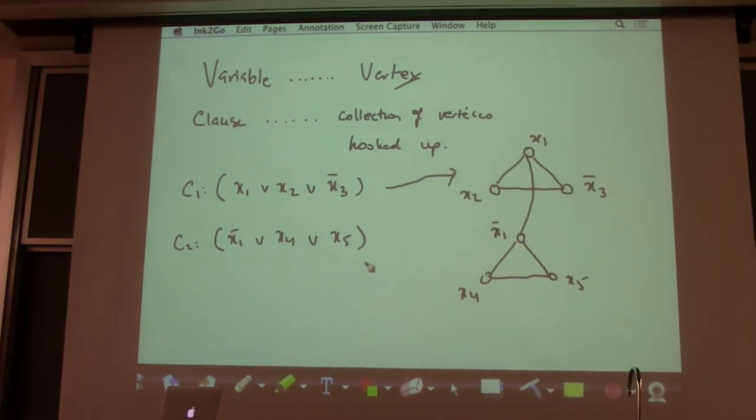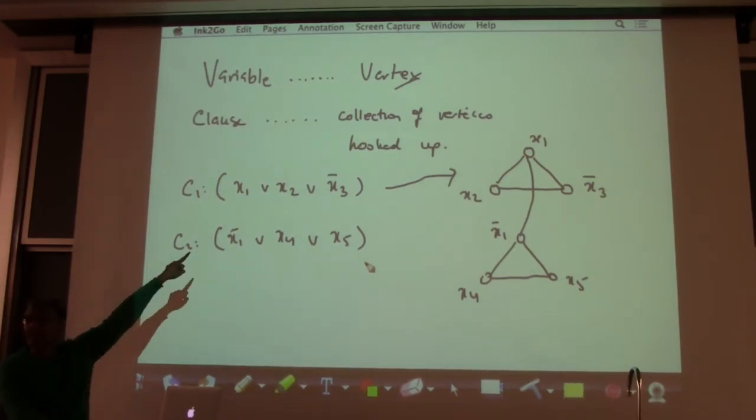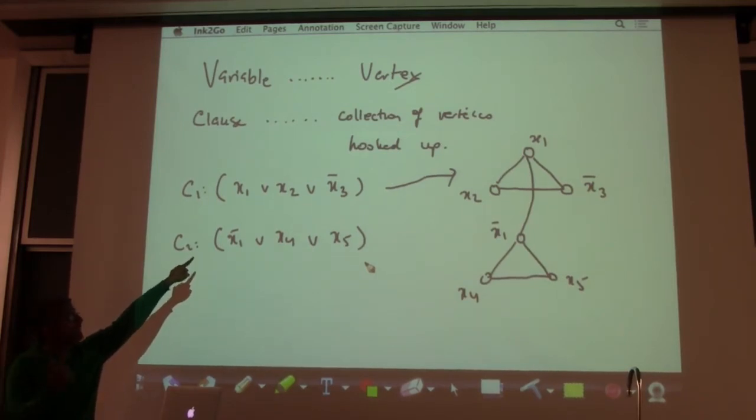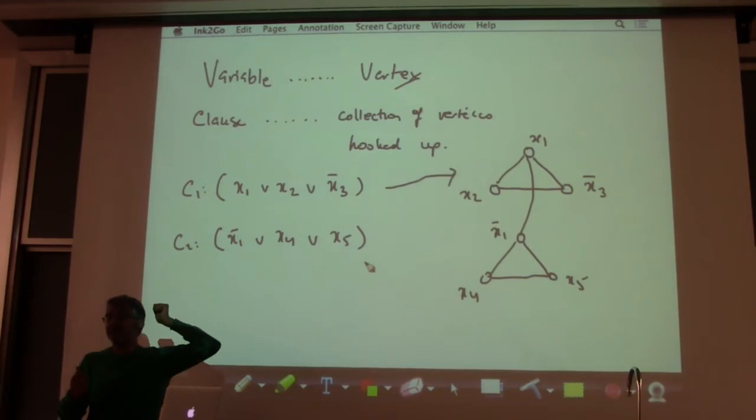So let me claim the following. Take for each clause a literal that's set to true. There must be at least one that's satisfied. Pick that corresponding vertex to be in your independent set. Do this for every clause.